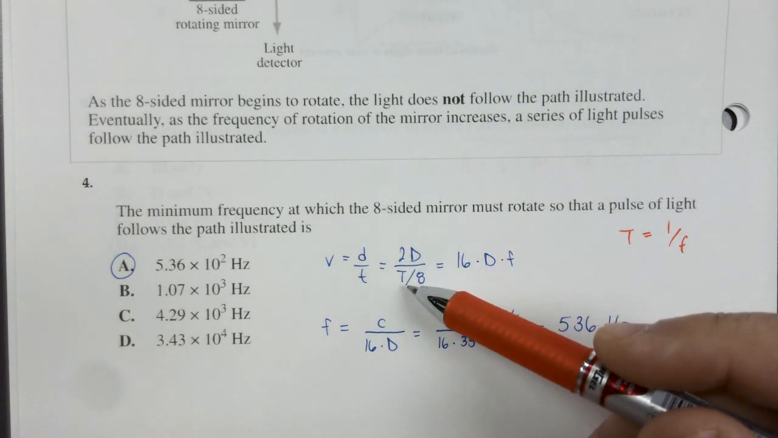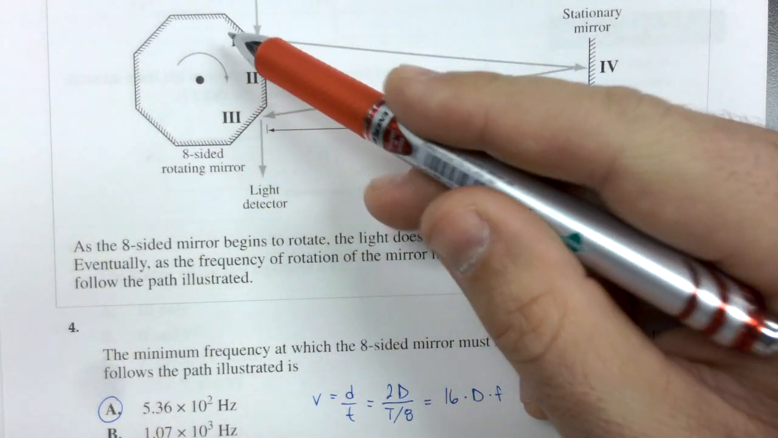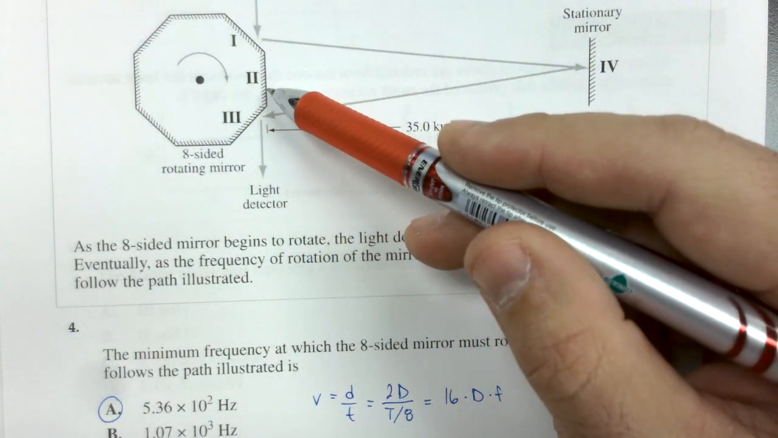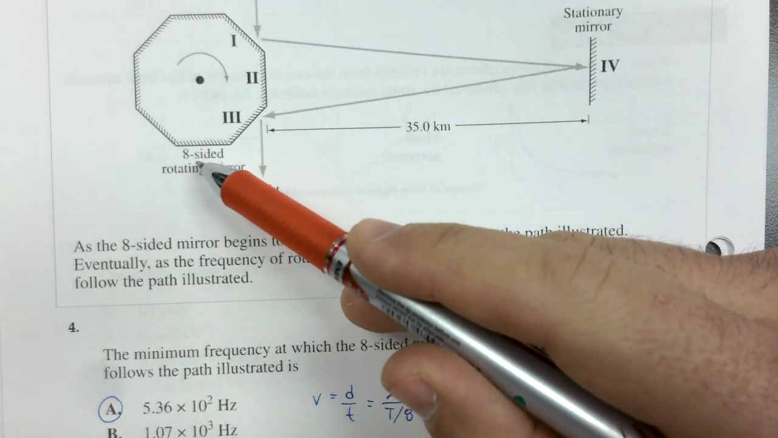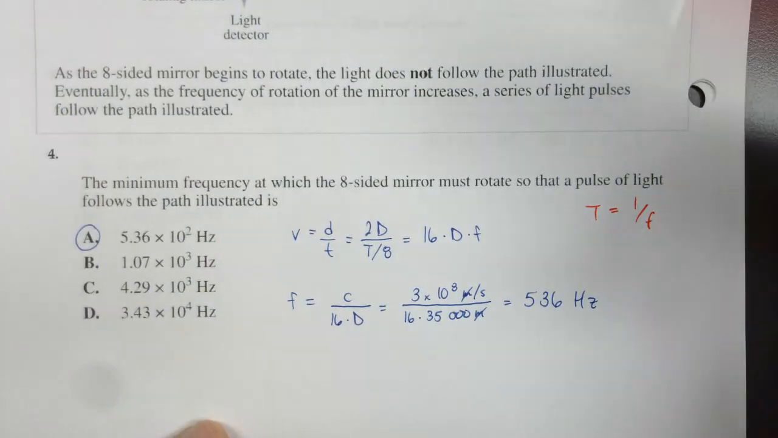And then in terms of the time, well, we don't need it to go a full rotation of this mirror. We only need it to go 1/8. That 8 is specific to this question because it's an 8-sided mirror. So my time is really T over 8.